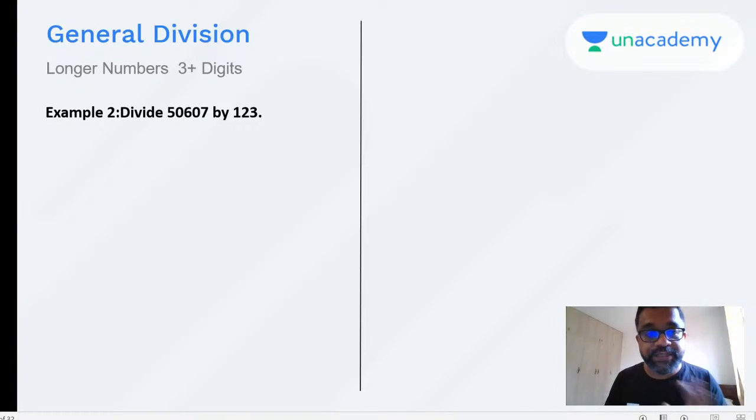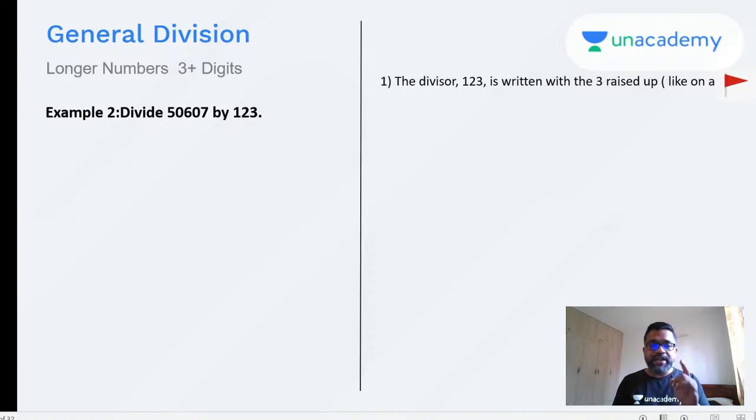506,067 divided by 123. Now here, when I see 123, one tip I will tell you: keep the flag, any digit on the flag, as small as possible. So in case of 123, I'm going to keep 3 on the flag. If you put 23 on the flag, your calculation is going to be more difficult. So keep the smallest digit on the flag, and put the remaining down below.